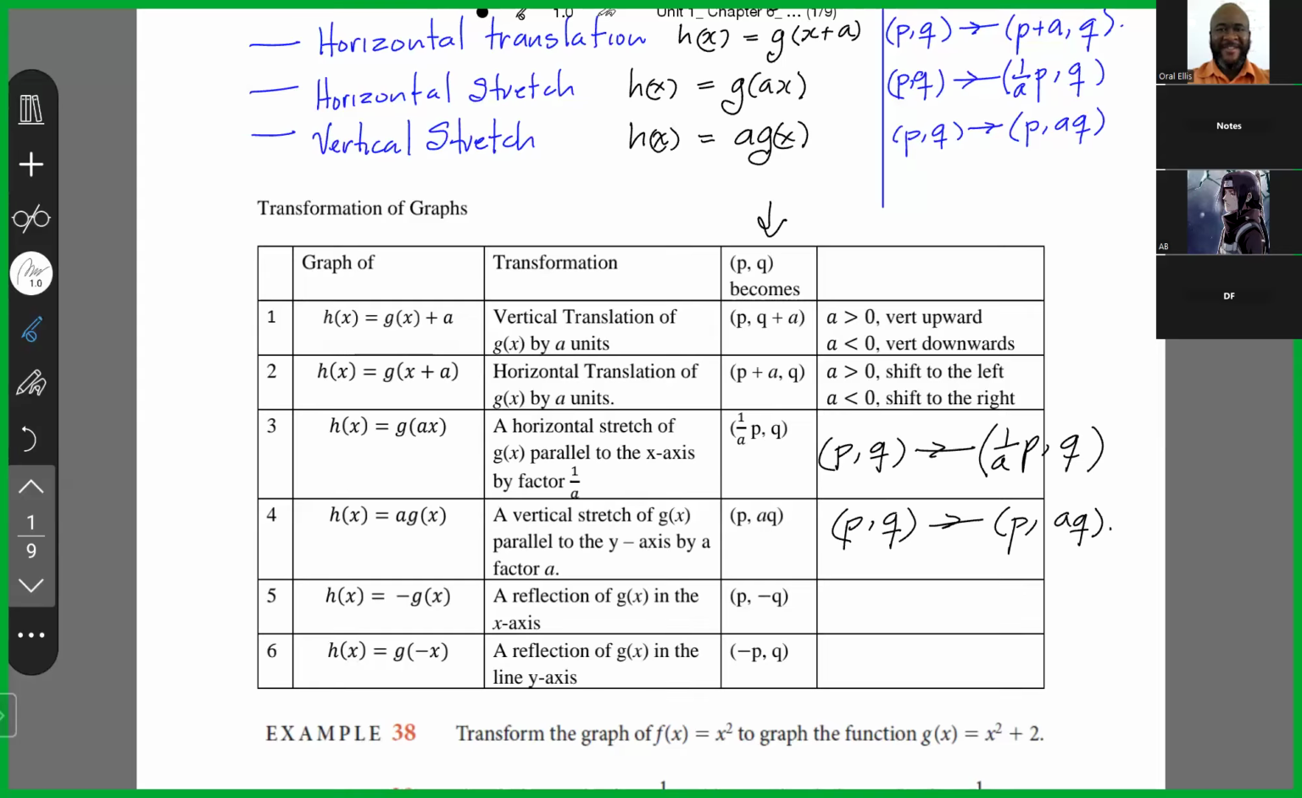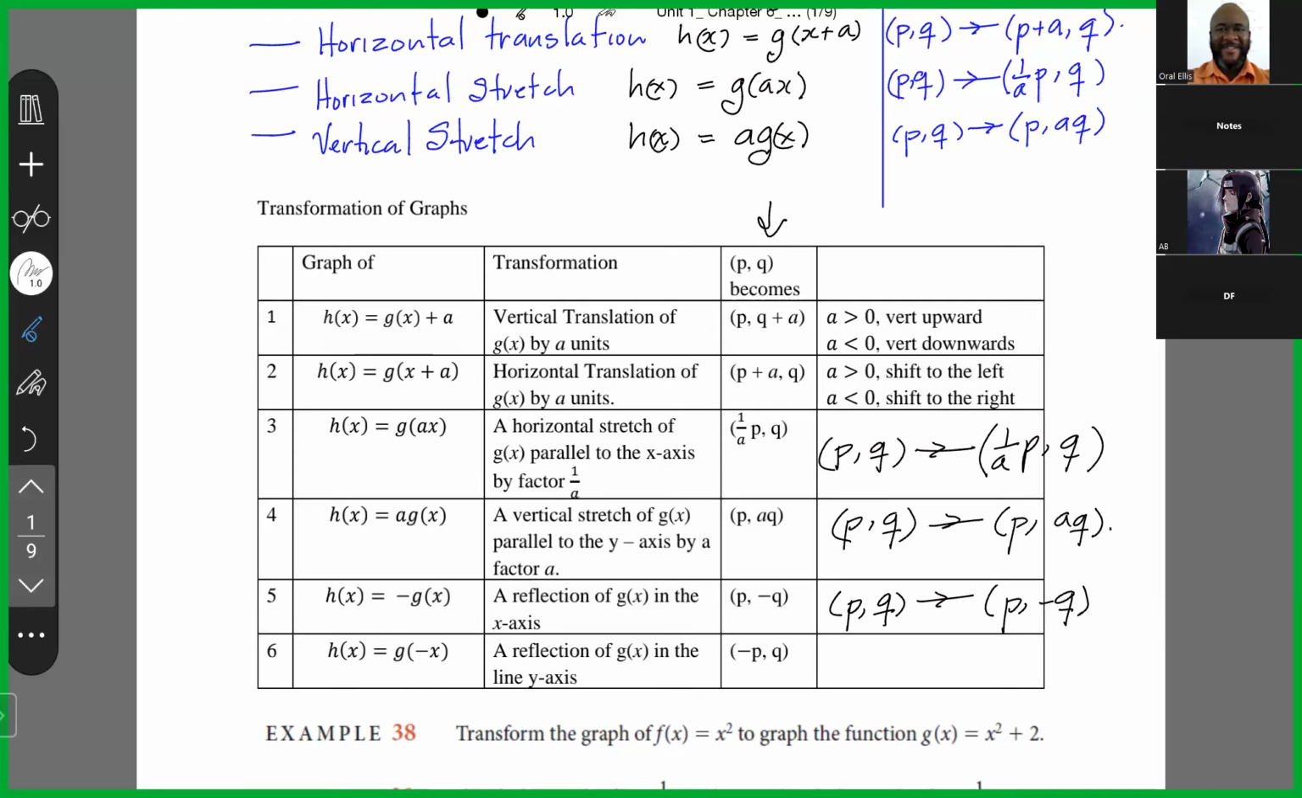Now, h of x is equal to minus g of x. This is a reflection of g of x in the x-axis. So when you reflect a point, let us say, if I reflect the point P, Q in the x-axis, it becomes the point P, minus Q. In other words, the x coordinate remains the same and the sign of the y coordinate changes.